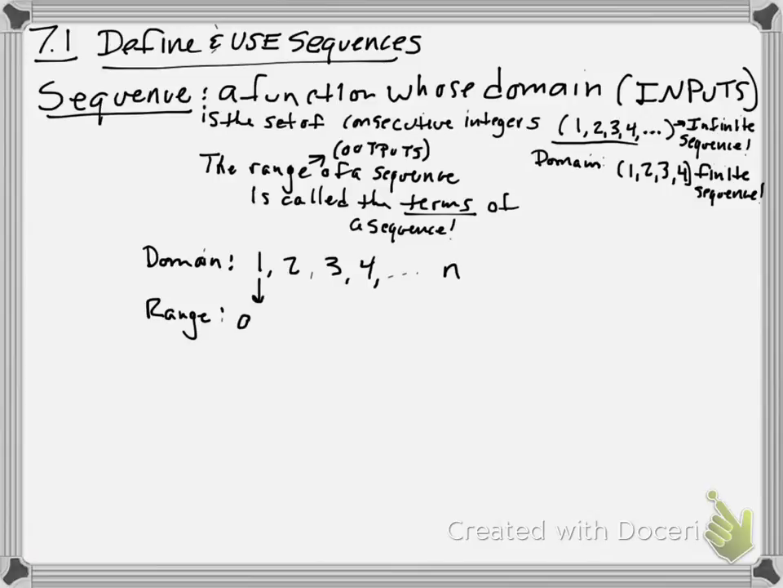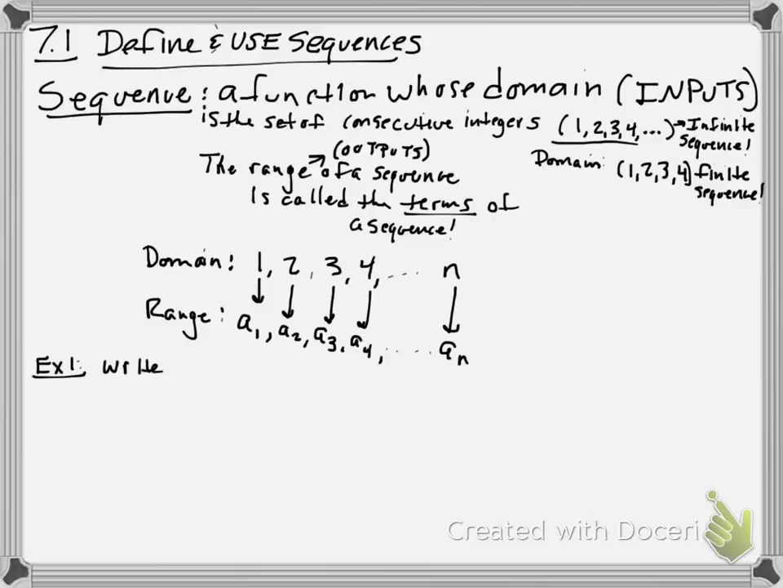If you plug in 1, the range is called a sub 1. If you plug in 2, that term or that output is called a sub 2. If you plug in 3, you get a sub 3, 4, a sub 4, and so on. If you plug in n, we call that term or that output a sub n. So one of the first things that I'd like you to be able to do, and you're going to see this when you practice in your homework in class, is I want you to write the first 4 terms of the sequence. So let's do that.